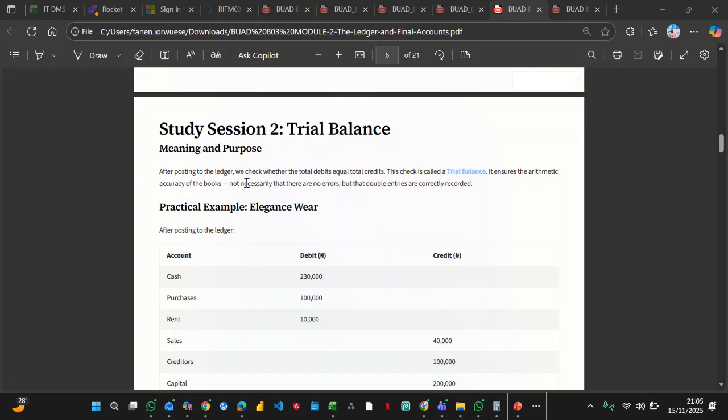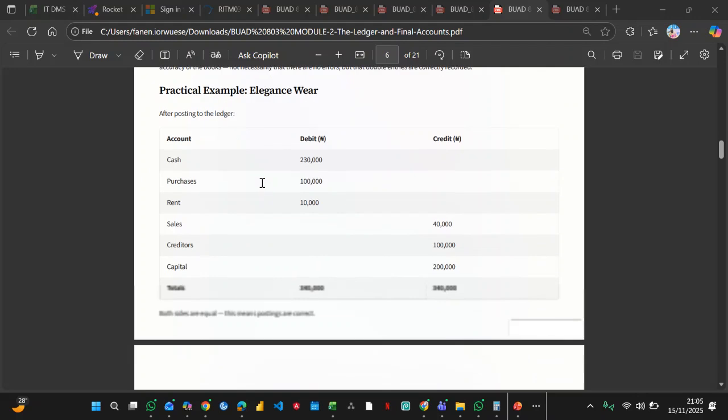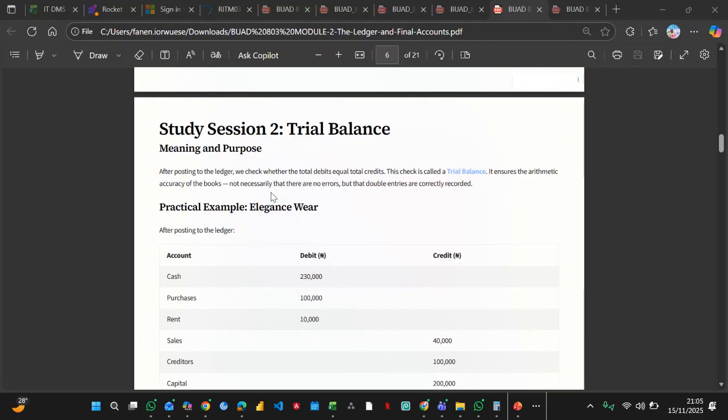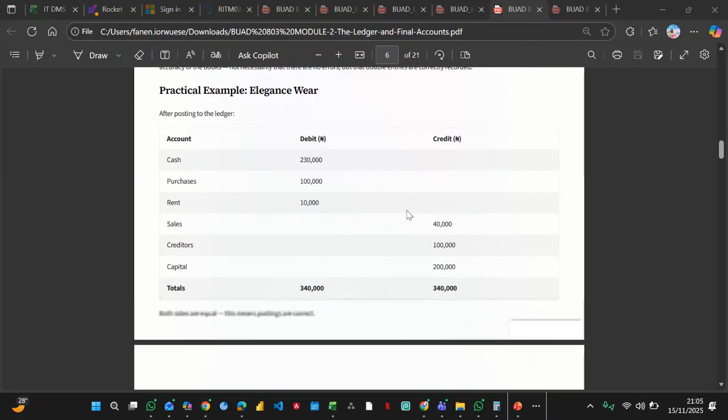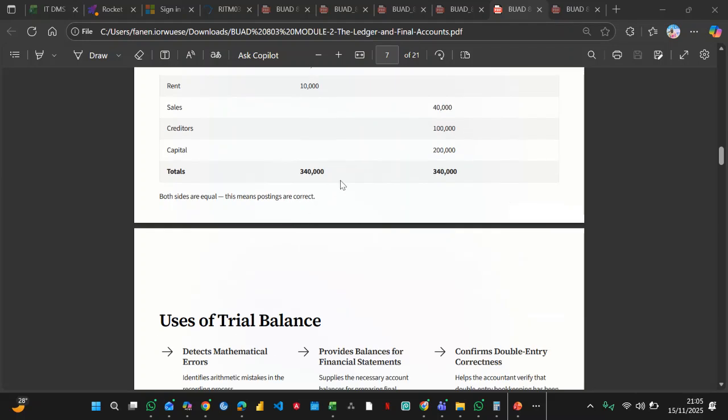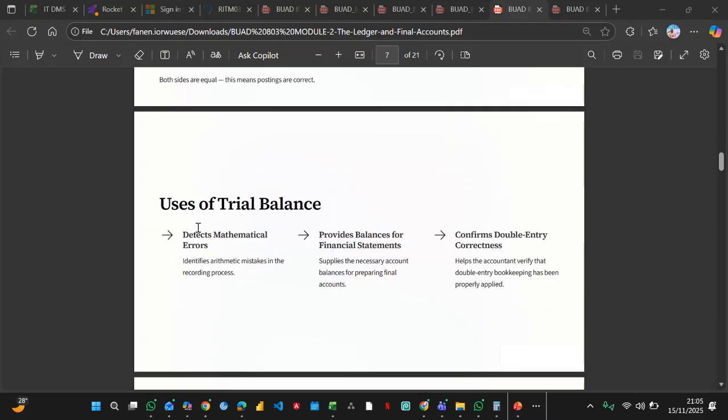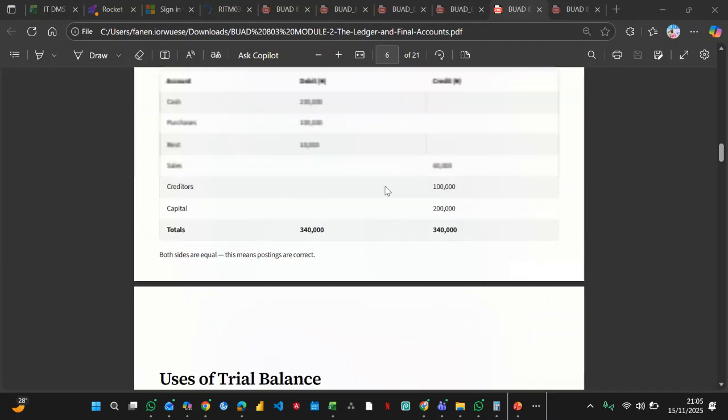Yes. So if you look at this now, after posting to a ledger, we check whether the total debit equals the total credit. This check is called the trial balance. It ensures the arithmetic accuracy of the books. It's not that there must be errors, but the double entries just have to be correct. That's what this is doing for you.